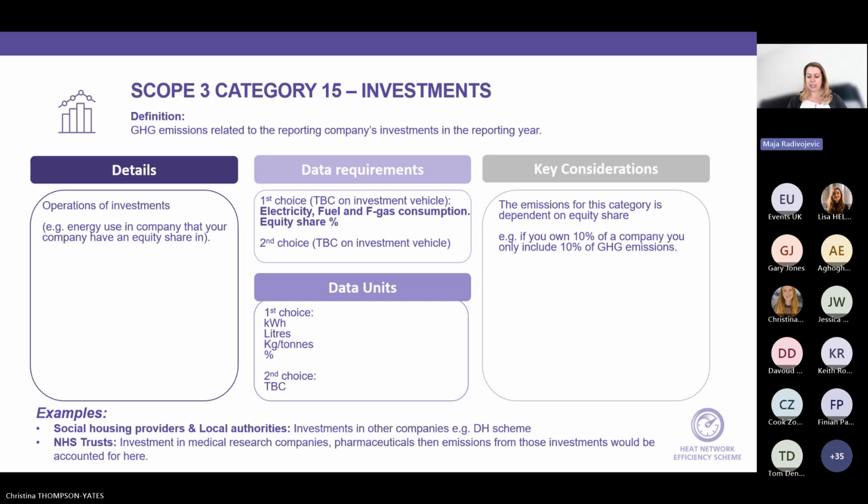Insurance and underwriting emissions will soon move to category 16, and these are operationally different from financial investments. This will happen once the Scope 3 protocol has been updated at the end of 2027, as Jess mentioned earlier. But examples of current category 15 applications might include investments in district heating schemes for social housing providers or local authorities, or investments in medical research companies for an NHS trust.